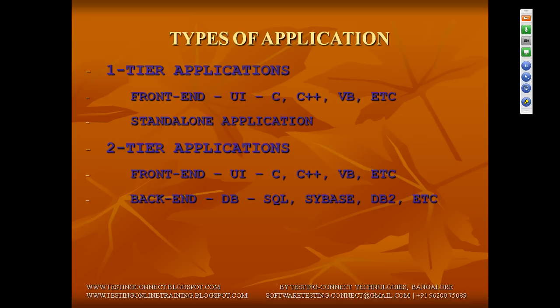The examples for 2 tier applications are all intranet applications. That means the applications you are able to access within your organization. Some applications you cannot access outside of the organization, and those you can consider as intranet applications. So 2 tier intranet applications are examples of 2 tier applications. 2 tier applications you can also consider as client server applications. Client is the front end, server is the back end, and back end is the database.